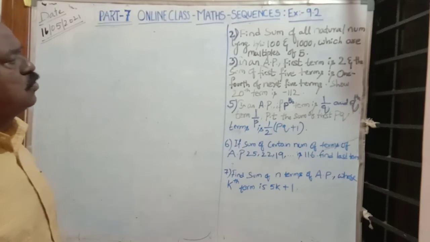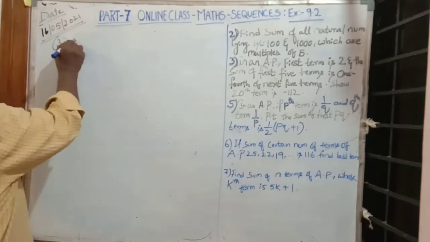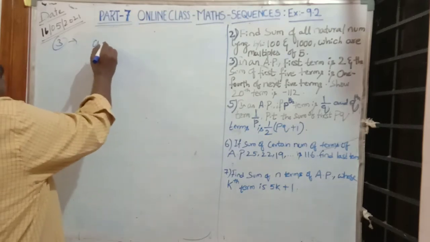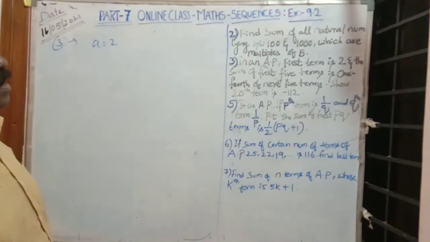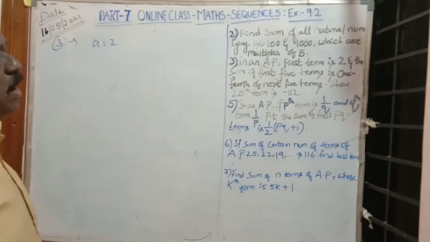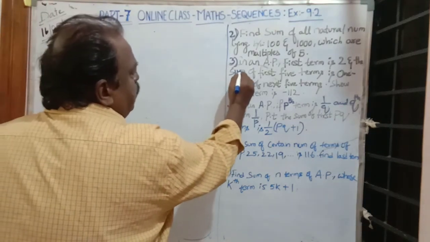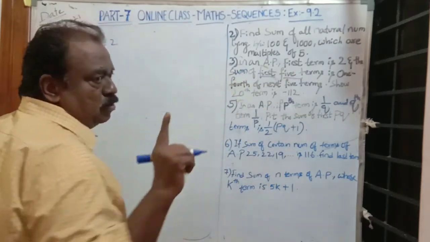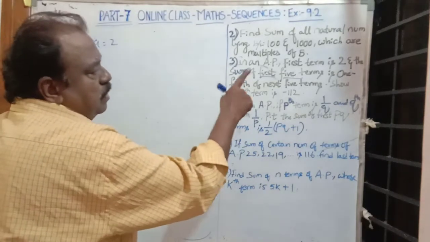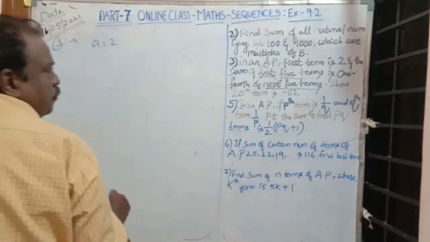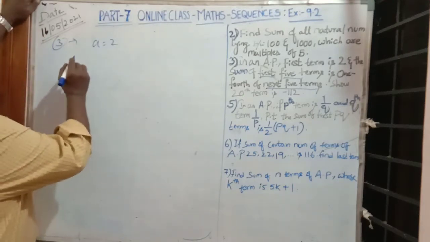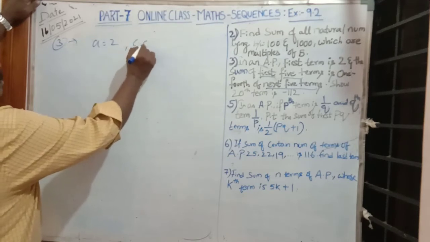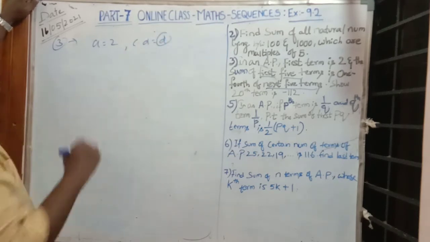Now the third problem. In an AP, the first term is 2, so A is 2. And the sum of the first 5 terms is 1/4 of the next 5 terms. You see, the first term A is 2 is given, and the common difference is D. We don't know D, so I am taking D.